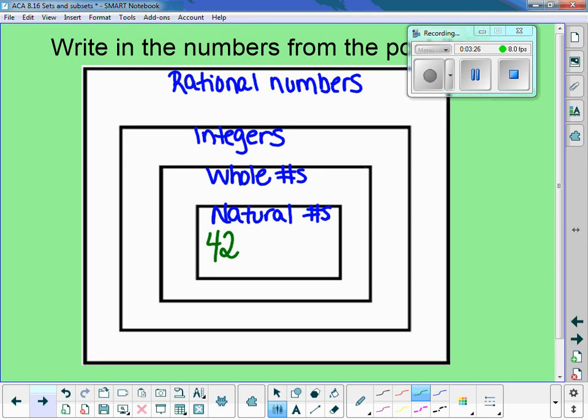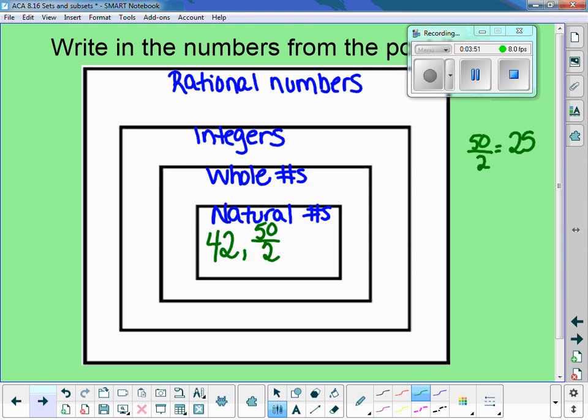Our next example was 50 over 2. And if you recall, we said that 50 over 2 is equivalent to 25. All numbers are rational, so we know it goes here. And we know it's an integer. And it's also a whole number. And therefore, 50 over 2 would be a natural number.